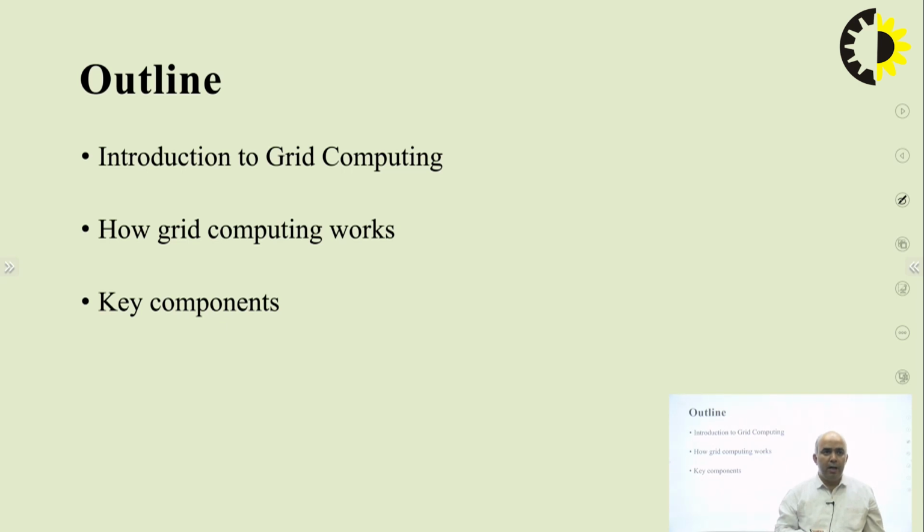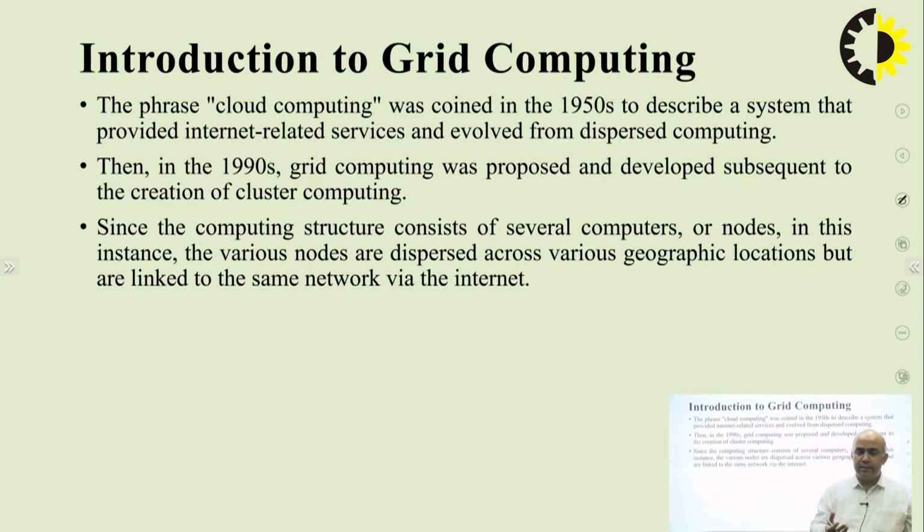Before going to grid computing, the concept of cloud computing came into the picture in 1950. At that time this concept came because the computer systems were so huge that it was not possible for everyone to access them. So the phrase cloud computing was coined in 1950 to describe a system that provides internet related services and evolved from dispersed computing.